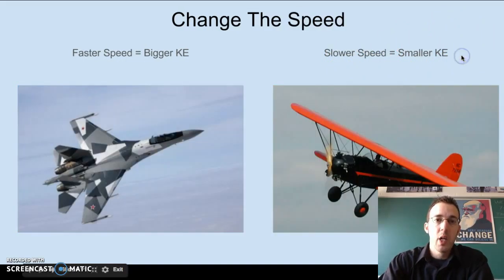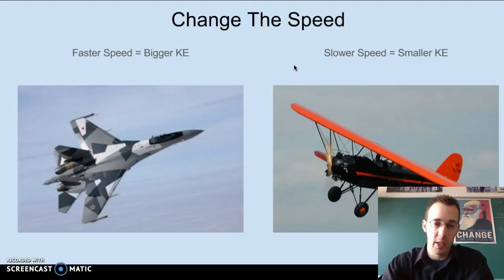kinetic energy. When it comes to speed, if we assume the planes are about the same mass, the jet's going to fly much, much faster, and as a result, the faster speed is going to result in a much larger kinetic energy. If you want a smaller kinetic energy, you want a slower speed. So if you want a large kinetic energy, you want the largest mass and the largest speed possible, and if you want a smaller kinetic energy, you want the smallest mass and the smallest speed possible.